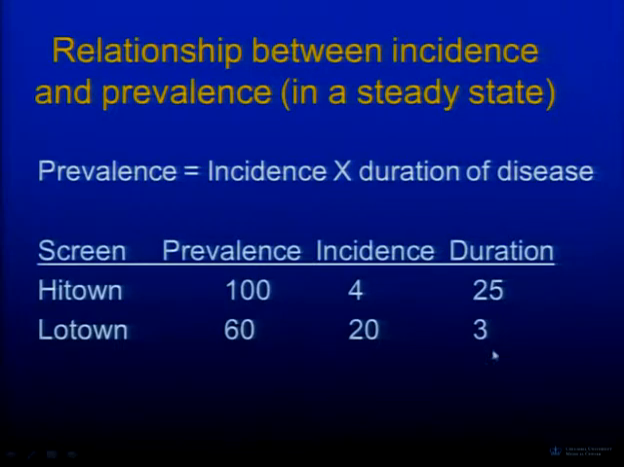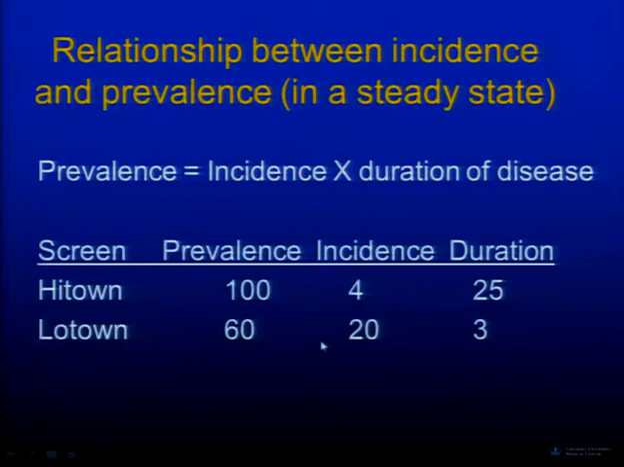So why did it flip? It flipped because the duration is totally different. Whereas anyone that gets sick here is going to hang out and remain sick for 25 years, these people are gone within 3 years. Why is that? Maybe there's a difference in medical care. Maybe there's a cure for one town and not the other. Maybe people are dying. There's different reasons, but what I want you to understand is that in general, if you want to know the prevalence, you have to think about the incidence times the duration. So that's why 20 times 3 here equals 60, 4 times 25 equals 100.